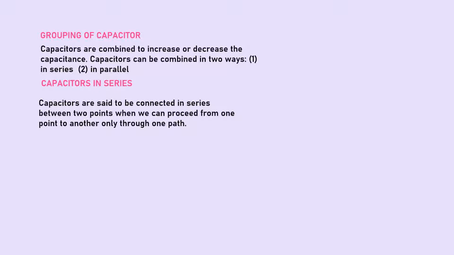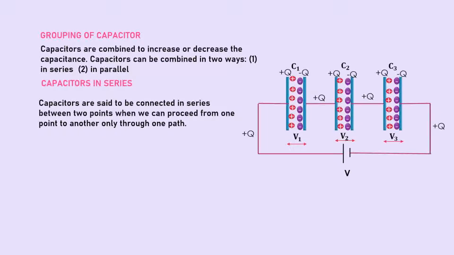Capacitors are said to be connected in series between two points when we can proceed from one point to another only through one path. Let us suppose that there are three capacitors C1, C2, C3 connected in series. The first plate of capacitor C1 is connected to the positive terminal of the battery, and the second plate of capacitor C3 is connected to the negative terminal of the battery.